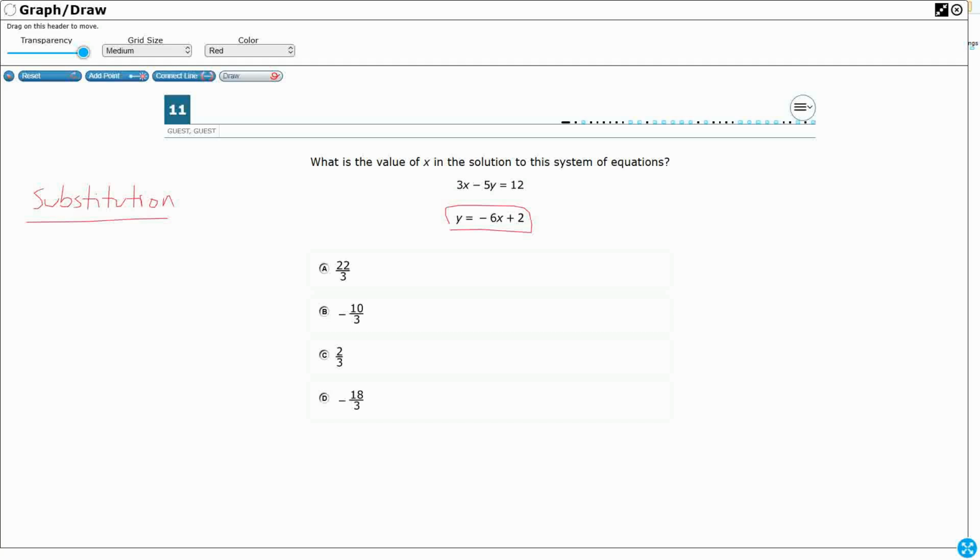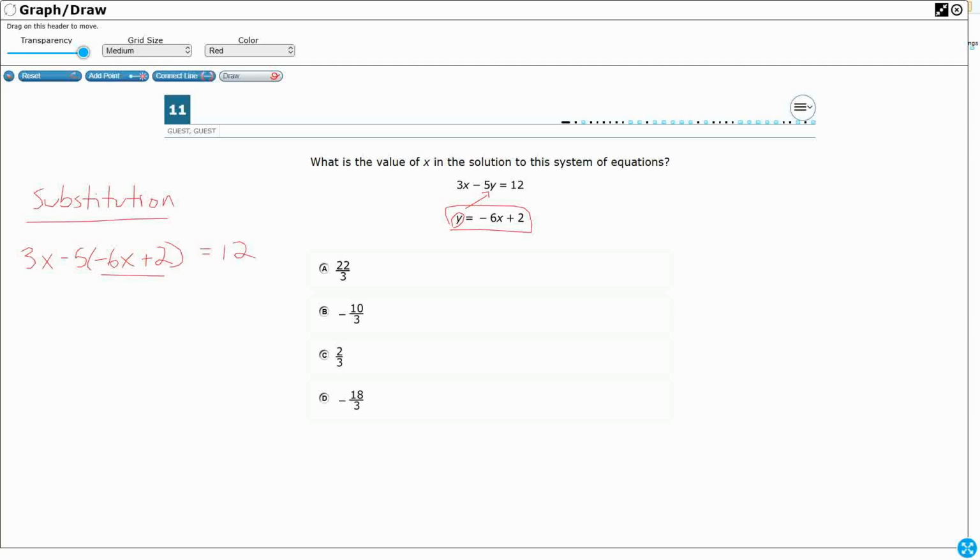So I'm going to insert this value for y, negative 6x plus 2, into that y right there. And then I'm just going to simplify. That's one way to do it. 3x minus 5. Now I need to get all of this in here. Negative 6x plus 2, right? This is equal to y. And then equals 12. I am going to need to distribute that.